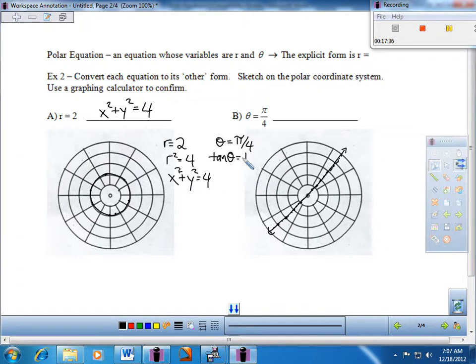I'm going to take the tangent of the left-hand side and the tangent of the right-hand side. Kind of an odd algebraic step, but perfectly okay as long as I do something to both sides of the equation.